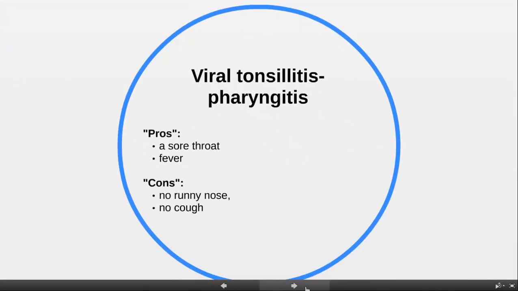Maybe it is viral tonsillitis or pharyngitis. Yes, I can think about it, because the patient has a sore throat and fever. But unlikely it is it because he doesn't have a runny nose, no cough.